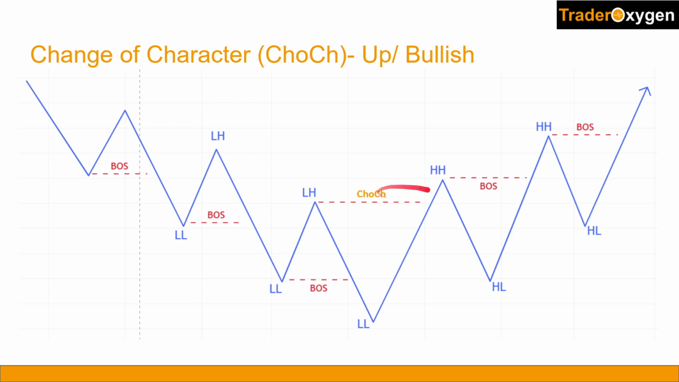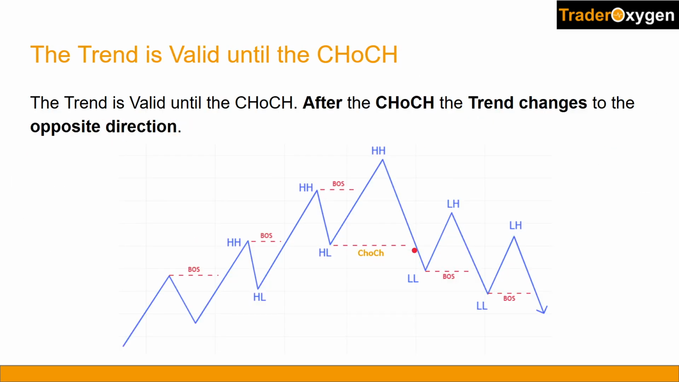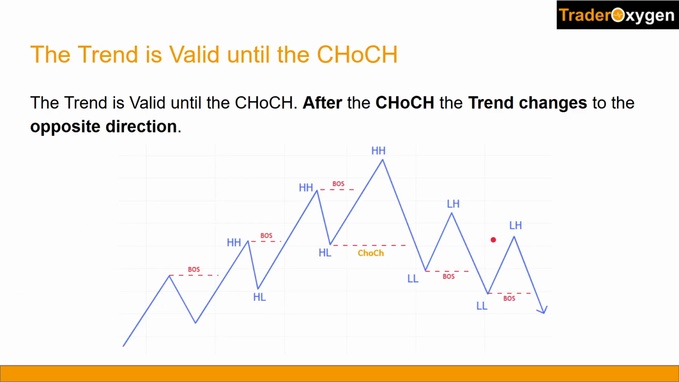Also, another important thing you can see is why it is a change of character. Because in a downtrend, it should be making lower highs, lower high, lower high. But after the change of character, instead of making a lower high, it has made a higher high. Keep that in mind as well. The lower high is changed into a higher high. Okay, let's see what's next.